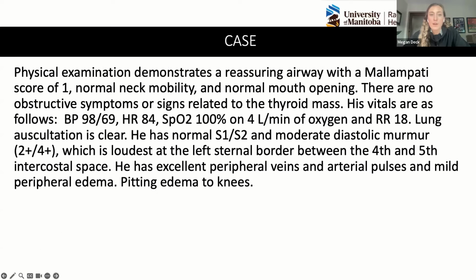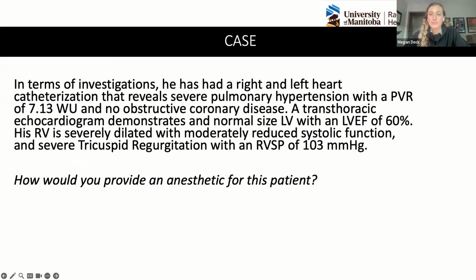On physical exam, he had a reassuring airway with a Mallampati score of 1. There were no obstructive symptoms or signs related to his thyroid mass. His vitals were a blood pressure of 98/69, a heart rate of 84, and an oxygen saturation of 100% on 4 liters per minute of oxygen. His auscultation of his chest was clear. He had normal heart sounds with a moderate diastolic murmur, which was loudest at the left sternal border. He had excellent peripheral veins and arterial pulses and mild peripheral edema, but was pitting to the knees.